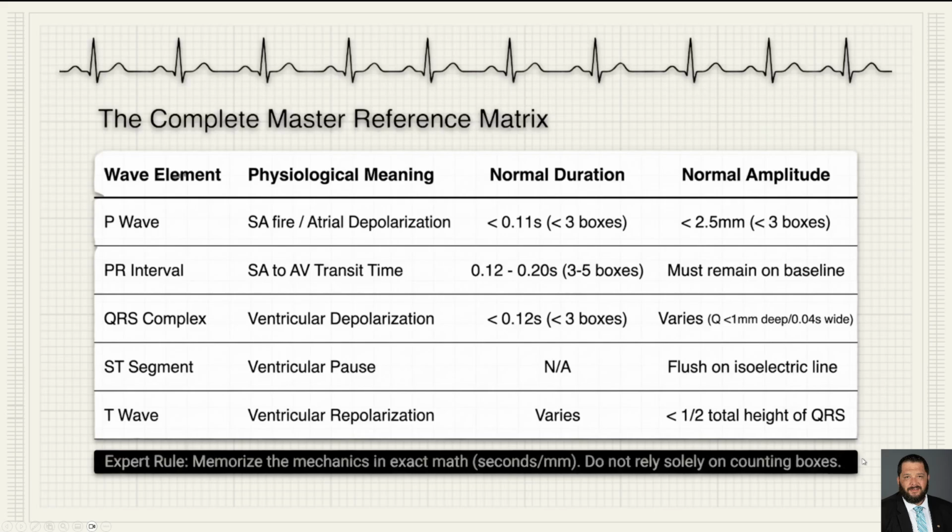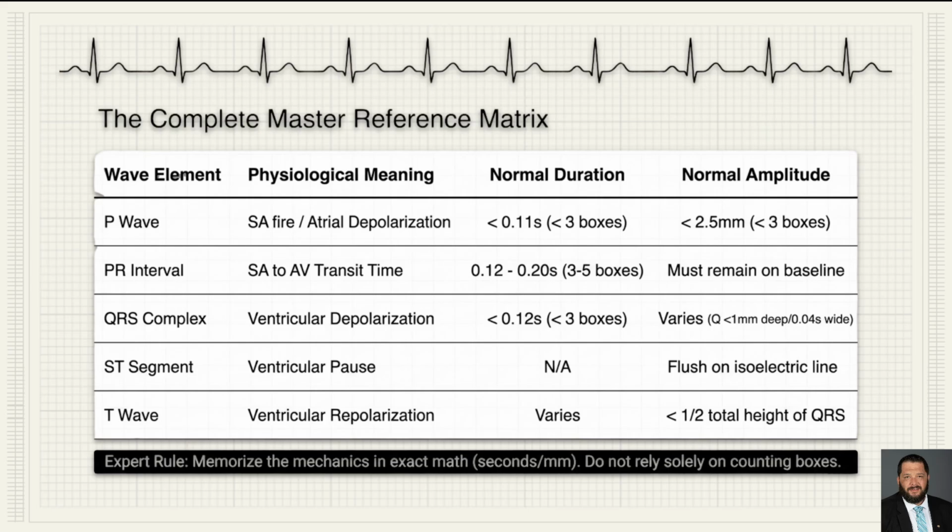All right, to go back and review, the P wave. This is your sinoatrial node, your SA node firing. Normal duration is less than 3 boxes. Normal amplitude should be less than 3 boxes. It's about 2 boxes tall and about 2 boxes wide, and represents atrial depolarization. Your PR interval is the SA to AV transit time for the heart. It should be between 3 and 5 small boxes long, and it should remain on the baseline.